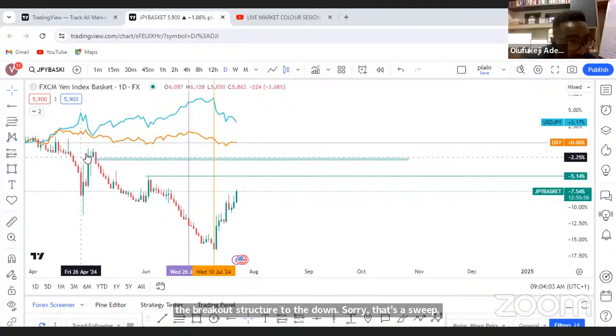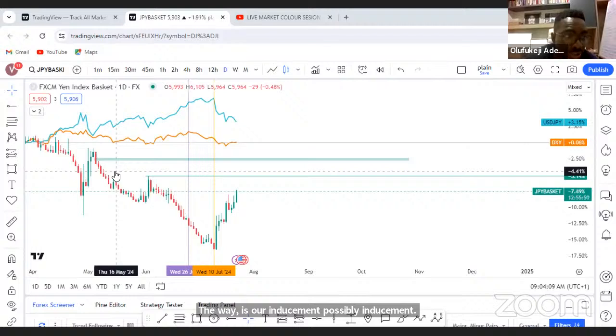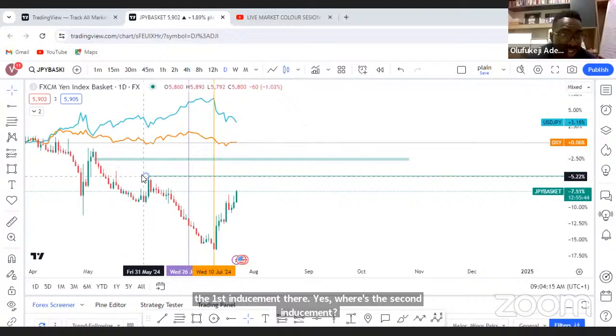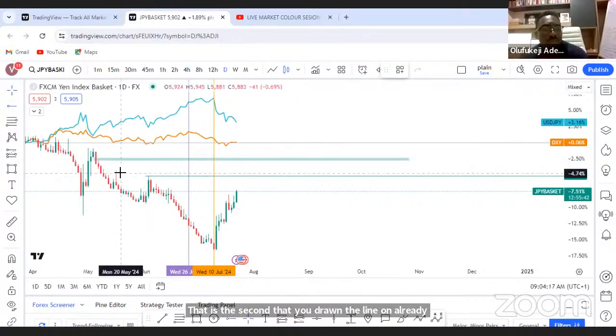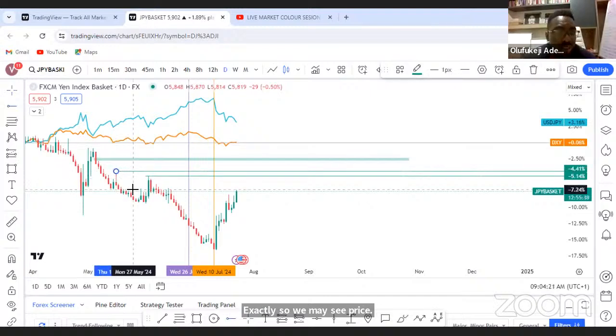Then where is our inducement? Possible inducement. That's the first inducement there. Yes. Where is the second inducement? That's the second inducement that you've drawn the line on already. Exactly. So we may see price tap into that fair value gap, clear that liquidity, and then when it gets to that fair value gap that you have drawn, of course, what are we going to be doing?